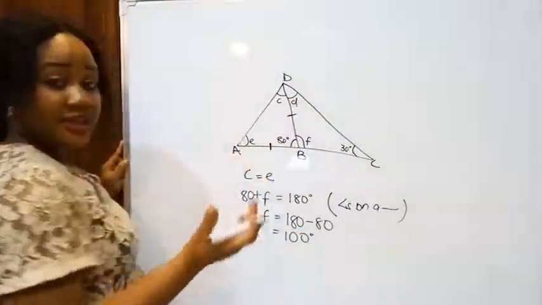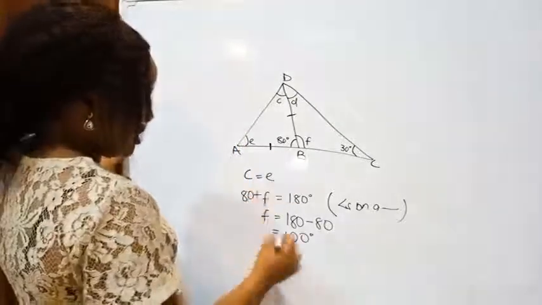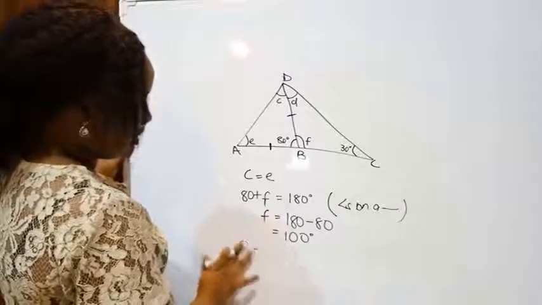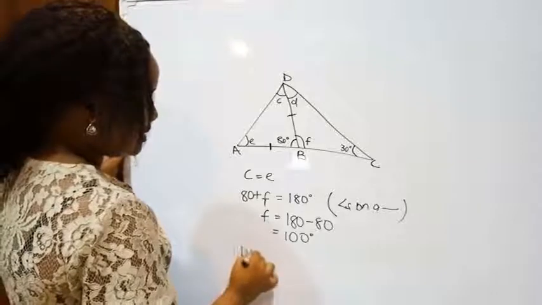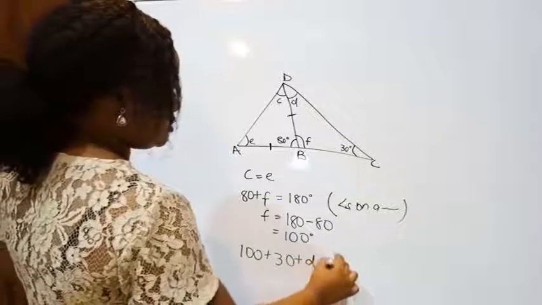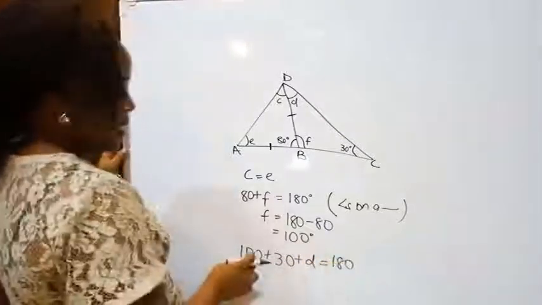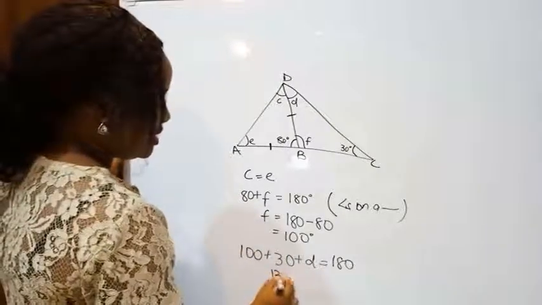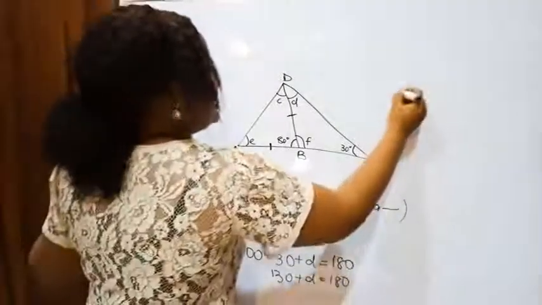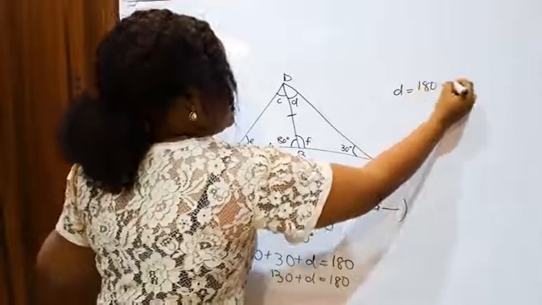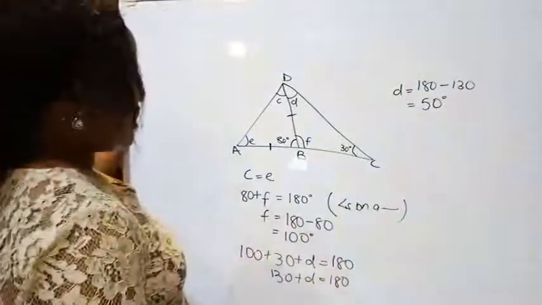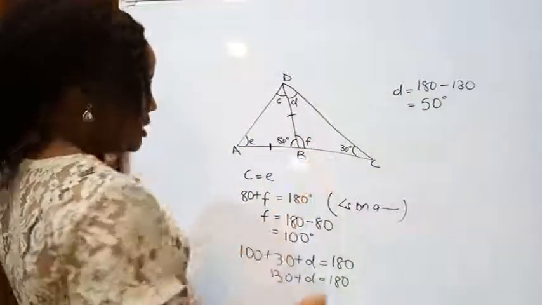We can get our D, sum of angles in a triangle. So we have F plus, our F is 100. You have 100 plus 30 plus D equals 180. 100 plus 30 is 130 plus D equals 180. D equals 180 minus 130. Now D gives us 50 degrees. Okay, so we have D to be 50, F to be 100.